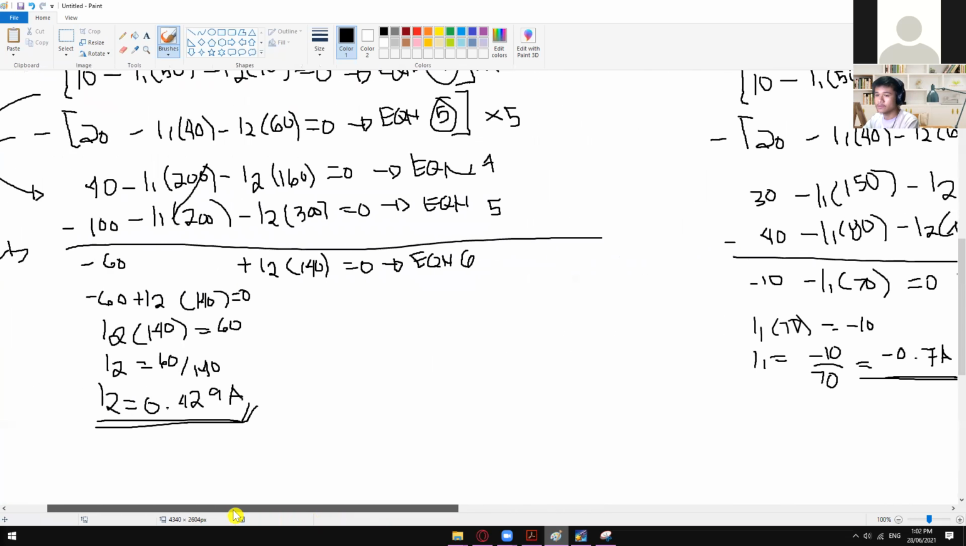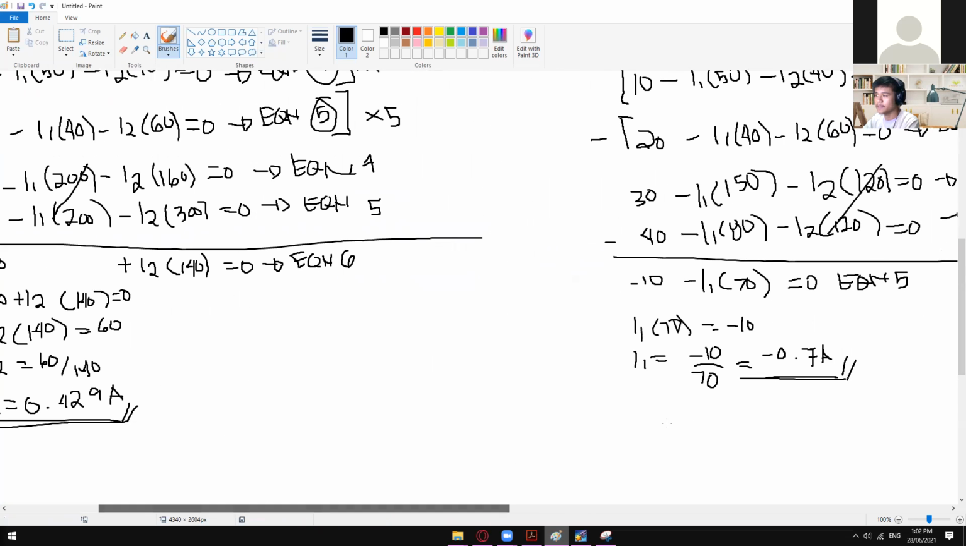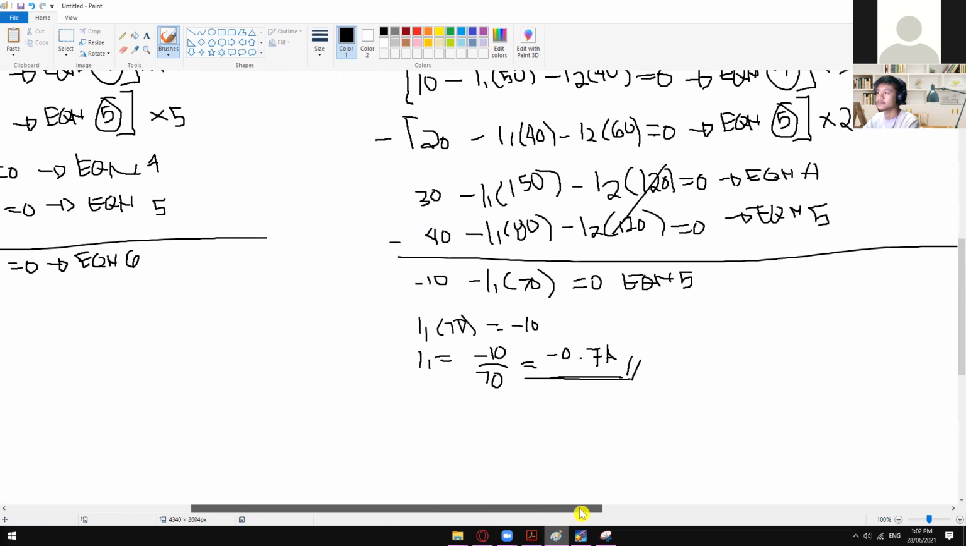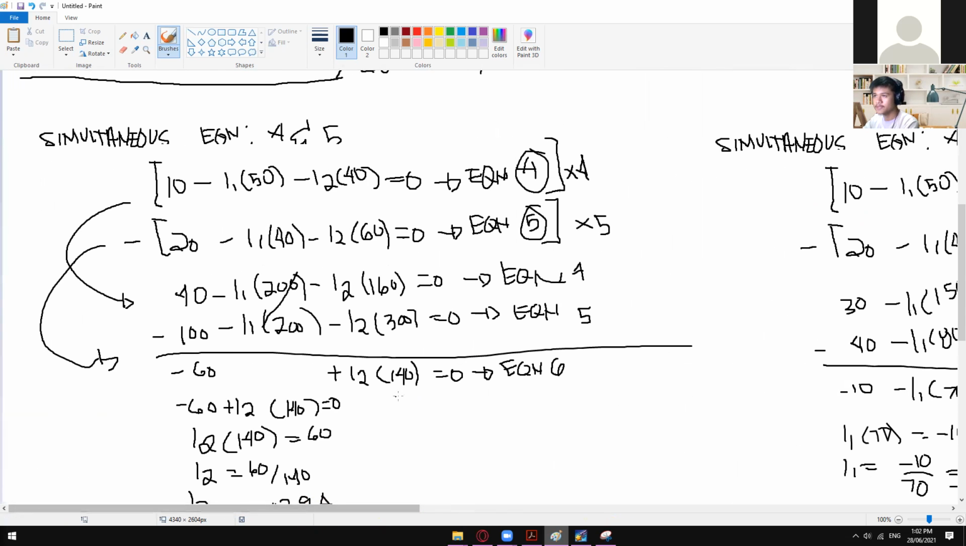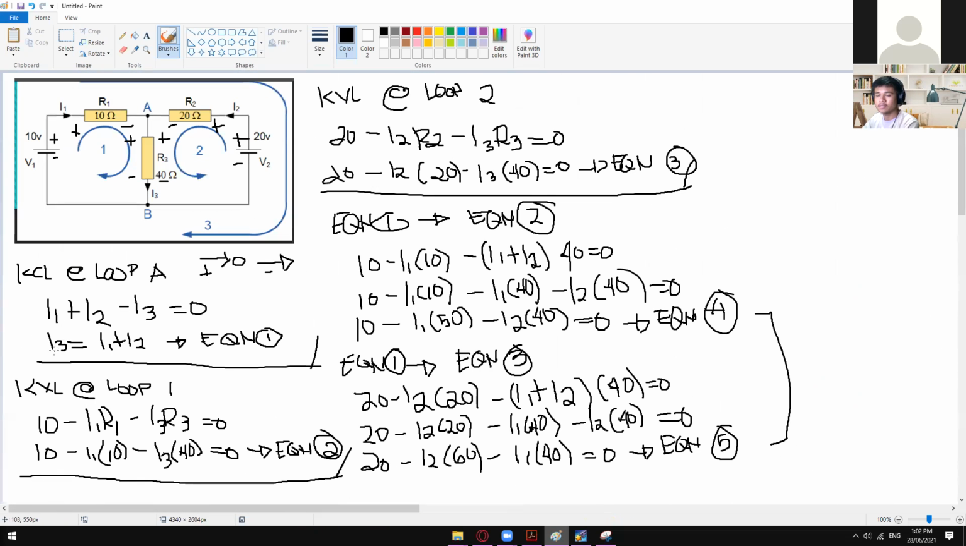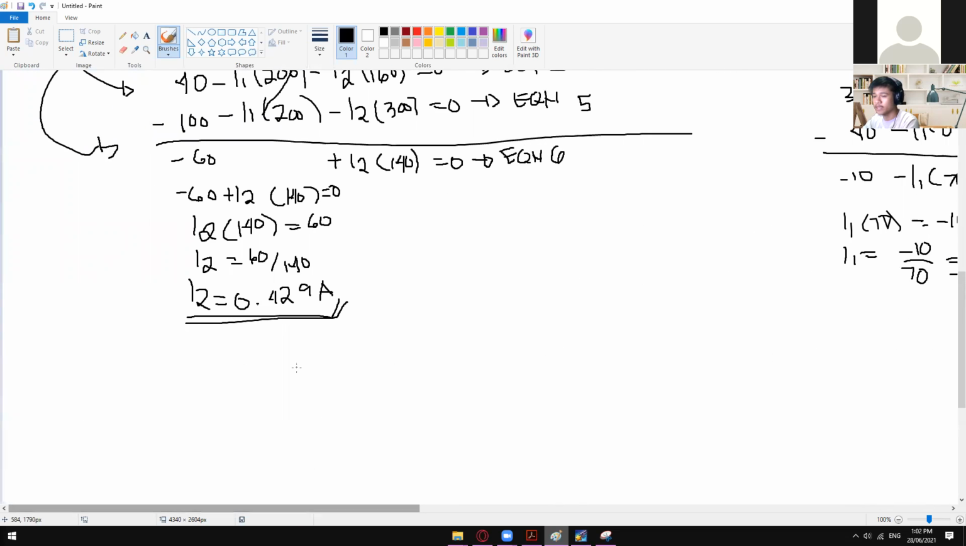Okay, so are we clear so far on how we got the value of I2 and I1? Yes, sir. Okay, great. So going back to our first equation, equation number 1. As long as we know the value of I1 and I2, then we can now solve for the value of I3. So since we now already have the value of I2 and I1, then we can now solve for I3. So I1 plus I2.